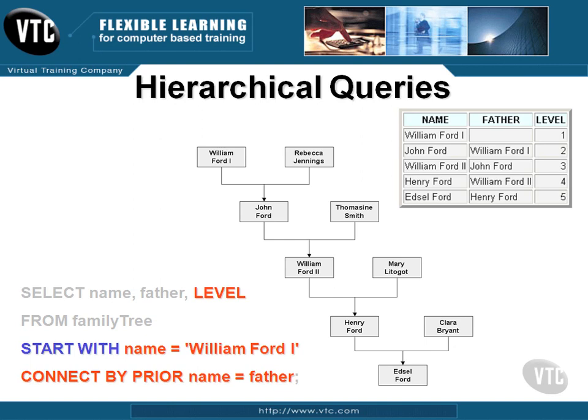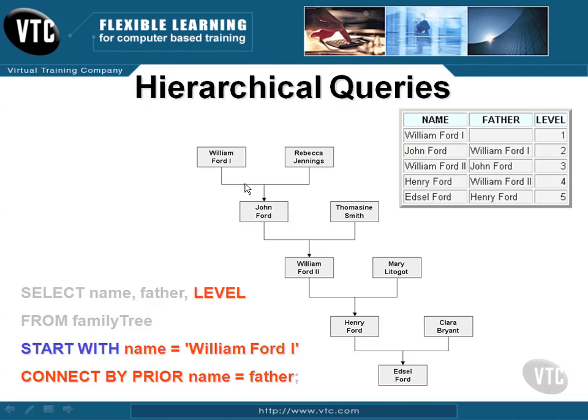As you can see, I've created some data. As I said, I was going to look at a slightly more complex example where I have a family tree: William Ford, John Ford, William Ford the first, second, Henry, Edsel, and we have a family tree for the Ford family.